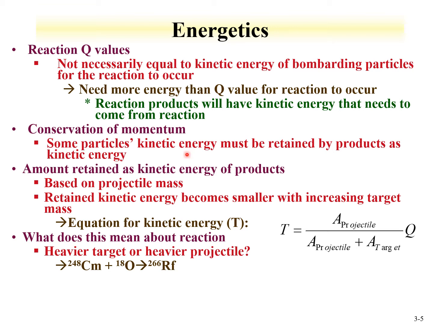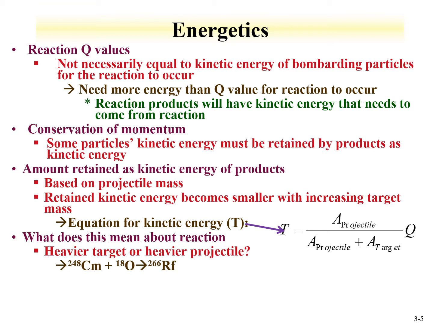The amount retained as kinetic energy of the products is based upon the projectile mass. The retained kinetic energy becomes smaller as the target mass increases, with the equation listed here, where I take the Q value and multiply it by the mass of the projectile divided by the mass of the projectile plus the mass of the target. That gives the kinetic energy necessary for the reaction. We'll see this eventually comes into something called the threshold energy.